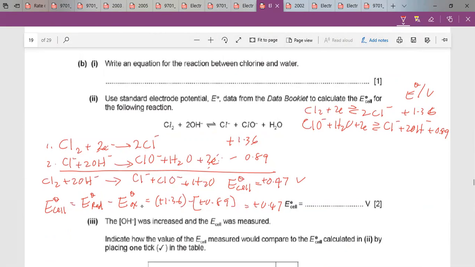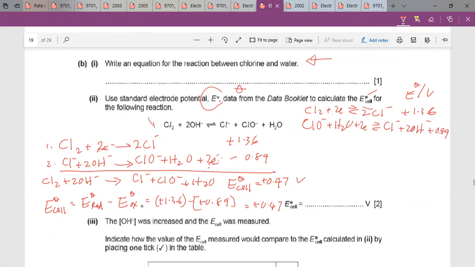So now this, of course, we'll do later when you do electrochemistry. I won't teach you now. So use the standard electric potential E, the standard one, from the data booklet to calculate the E cell standard for the forward reaction.